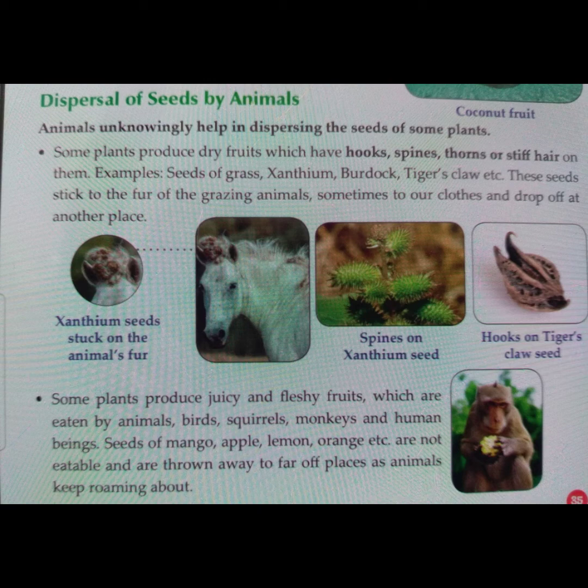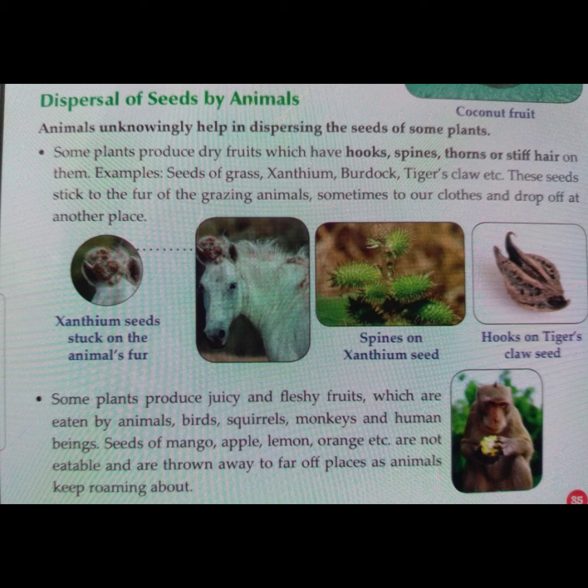Many times, even when we are sitting under a plant, we don't know that some seeds have got stuck to our dresses also. When we move from one place to another place, the seed is also dispersed along with us. Okay, so we'll see a few examples of such seeds. Seeds of grass, one example.